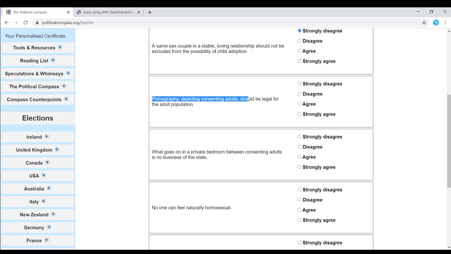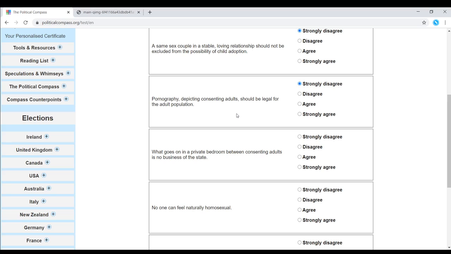Pornography depicting consenting adults should be legal for the adult population. I strongly disagree. I don't believe you have a right to pornography at all. I know people say, oh, we have rights to pornography. I think that's ridiculous. And pornography depicting consenting adults, oftentimes it might be depicting consenting adults, but pornography has supported inadvertently sex trafficking. Many women in these videos and men, more women than men, vastly, are not actually consenting to the actions that are being portrayed in the video.